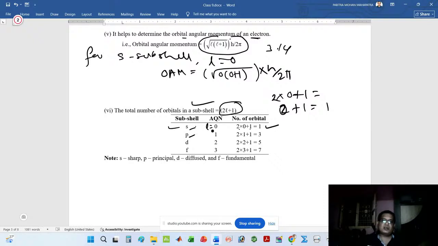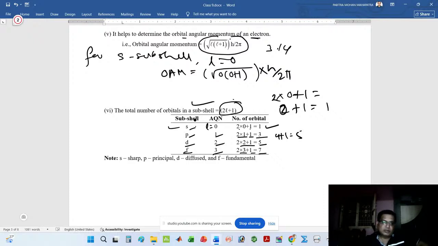For P subcell, the number of orbitals is how much? L value is 1. So put the value of L here. We can write 2 into 1 plus 1 is equal to 3. Next for D subcell, the value of azimuthal quantum number L is equal to 2. Now put this value here: 2 into 2 plus 1, that is 4 plus 1, which is 5. For F subcell, the value of L is 3. Put L equal to 3 in this equation: 2 into 3 plus 1 is equal to 7.